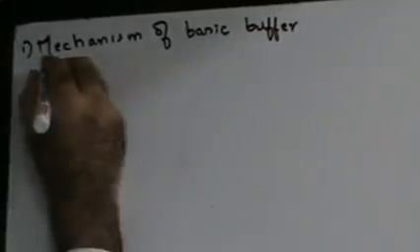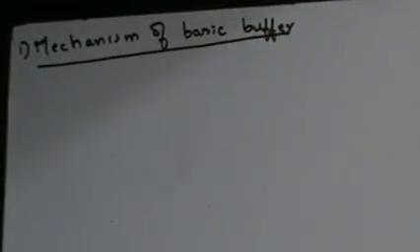I'm Sunil Mirwani and today we will be doing this chapter called ionic equilibria. Let's see the mechanism of a basic buffer. Let's try to understand the mechanism of basic buffer. Now what is a basic buffer? A basic buffer is a mixture of a weak base and a salt of a strong acid.